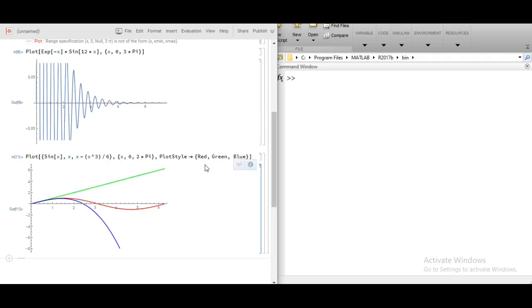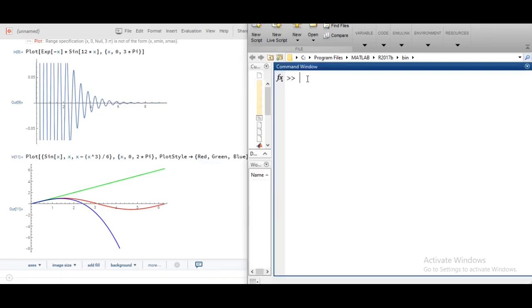Okay, so the first graph, sine x, is red. So this is the actual graph. This is the first approximation, the green one. This is the second approximation. Okay, the same thing we can do here in MATLAB.